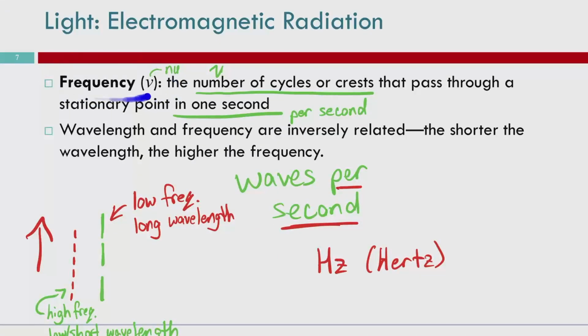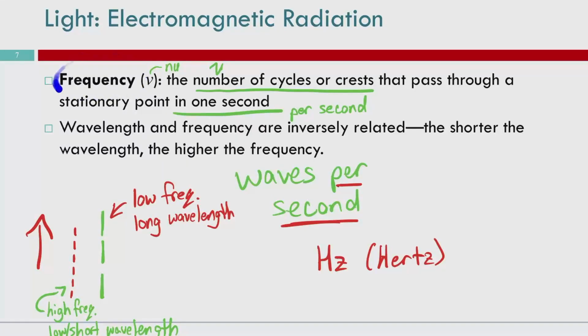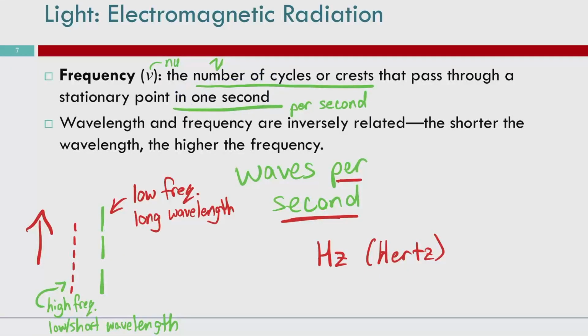Another property that goes along with wavelength, which has the lambda symbol, is frequency, which has the symbol nu, which looks like a V, but it's got the little tail in the front. It's not always drawn there, which is confusing, but I usually remember to draw it in. And frequency is the number of cycles or crests, the number of waves, essentially, that pass through a stationary point over a period of time, or in 1 second.